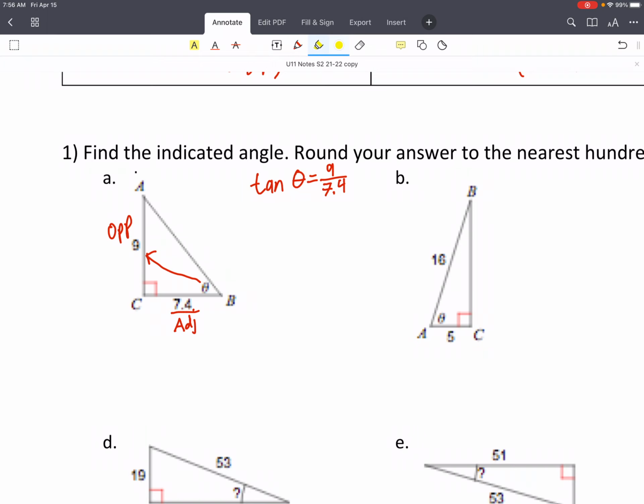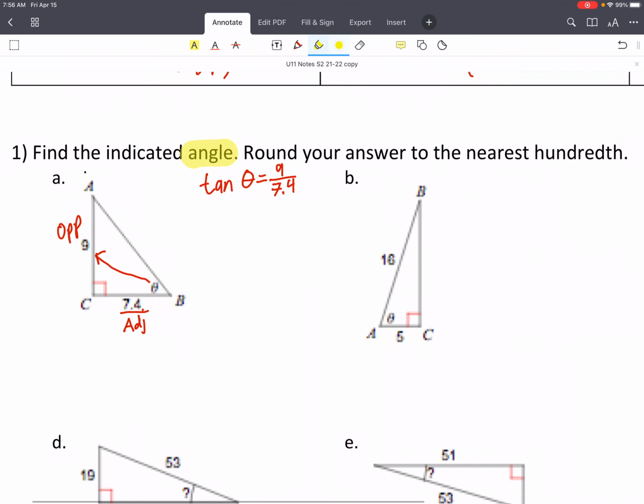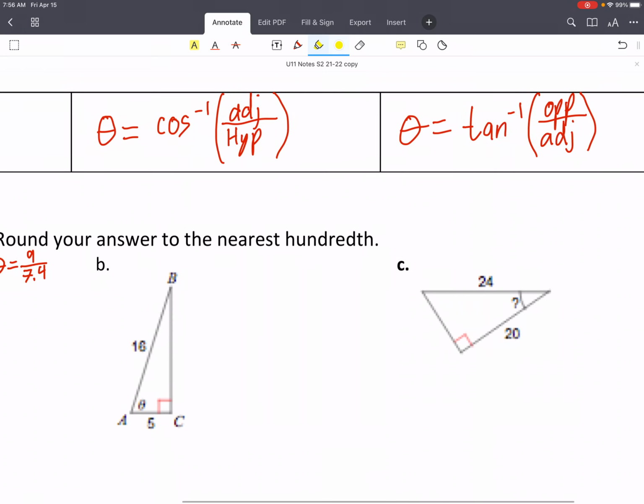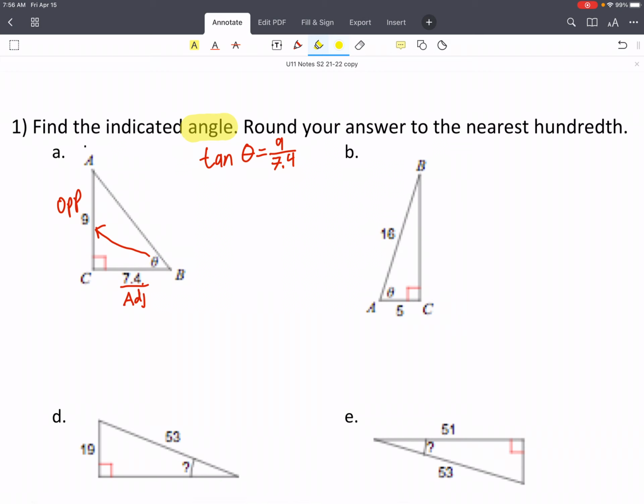Okay, but as this problem says, it says indicated angle, which is our theta. So we have to use our inverse operation to be able to solve for that theta. That means our theta would be equal to the inverse tangent of 9 over 7.4. Okay? And then from there, that would be something that we just go ahead and plug into our calculator.